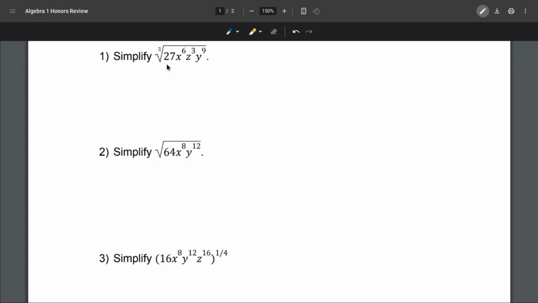This is an entry-level fractional exponent and root quiz. So we're going to simplify this first one, the cube root of 27x to the 6th, z to the third, y to the ninth. Another way we could write this is 27x to the 6th, z to the third, y to the ninth, all raised to the 1/3 power. Instead of cube root, we raise it to the 1/3 power, which is the same thing.